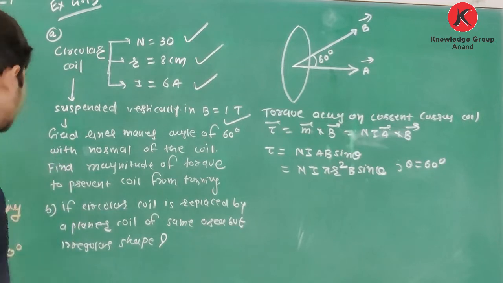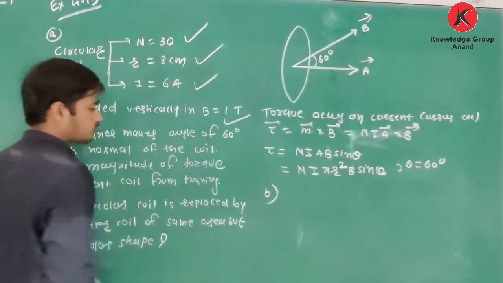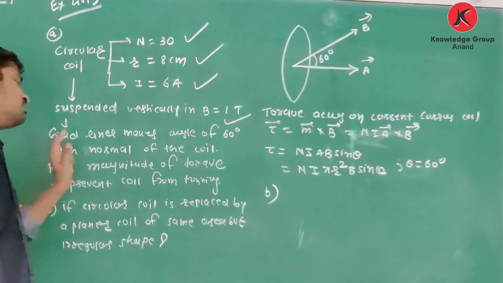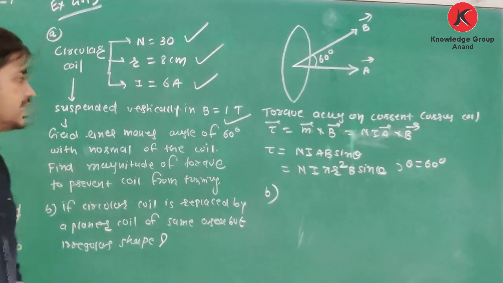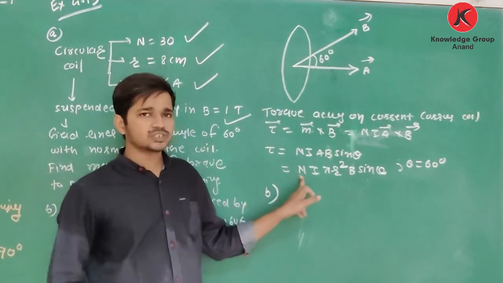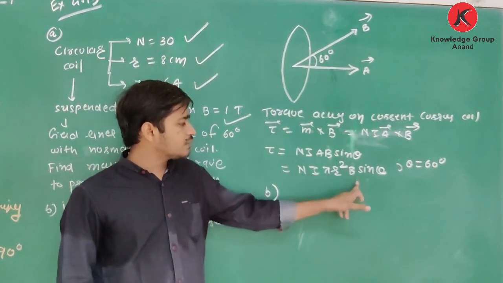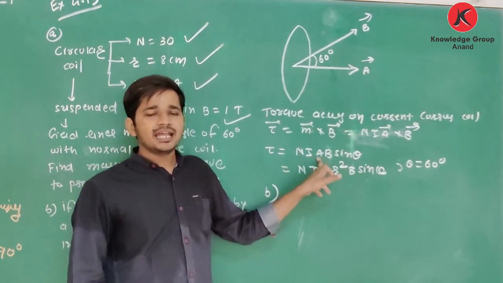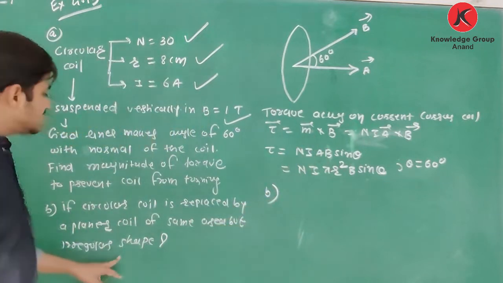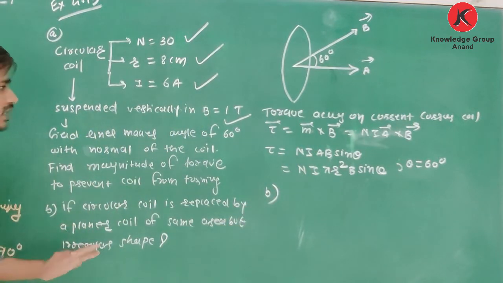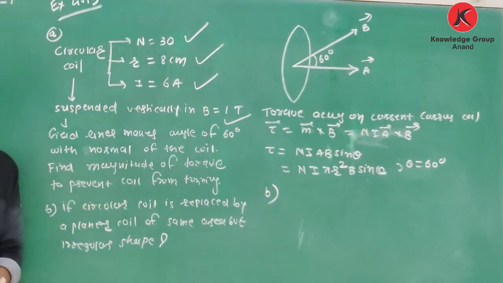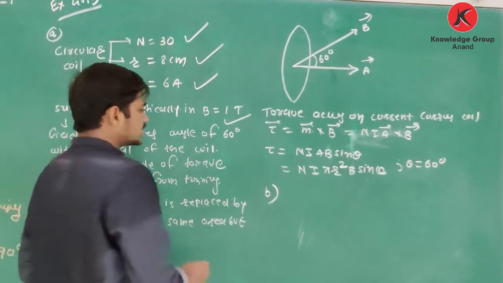Clear about this? Second question. What is question B? If the circular coil is replaced by a planar coil of the same area but irregular shape, see what is the equation of torque. N I pi r square B sin theta. In this equation it is N I A, A means area. If the area is the same but it is irregular, then from this equation we can say torque will be the same.